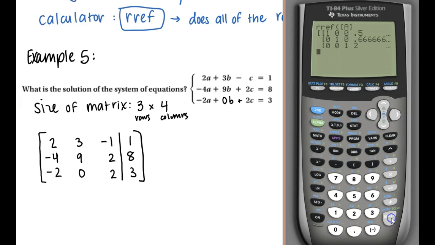Press enter again, and you can see that it put the first 3 columns in reduced row echelon form, the identity form. You can see ones on the diagonal and then zeros everywhere else. You can also see some decimals over there. Those are actually the solutions of the system of equations. We want to change that 0.66 repeating into fraction form, so go to math, fraction is already highlighted, press enter again, and now it changes our matrix into fraction form. The numbers in the last column are the solutions for the variables a, b, and c.